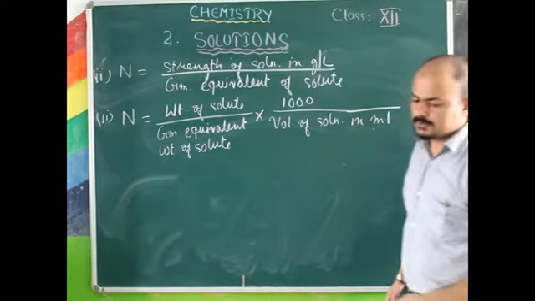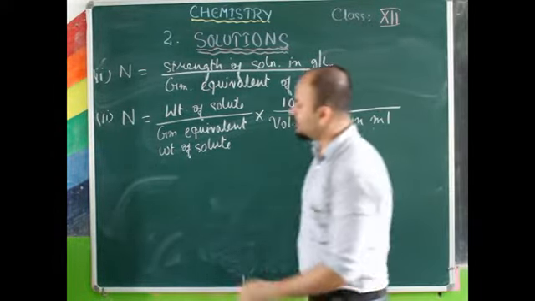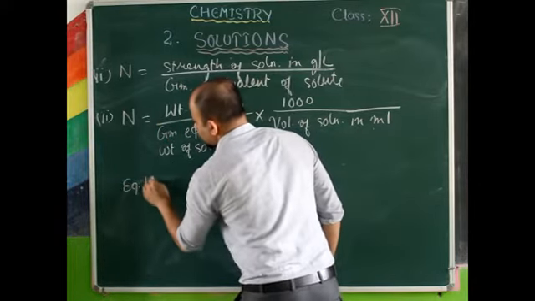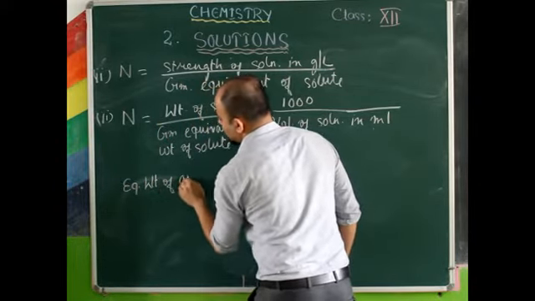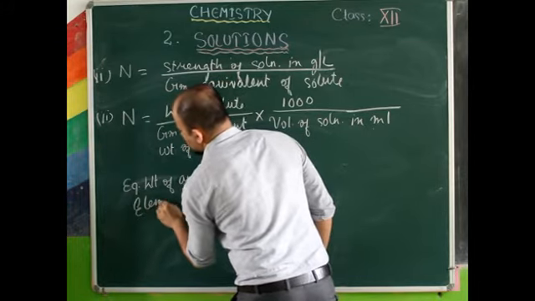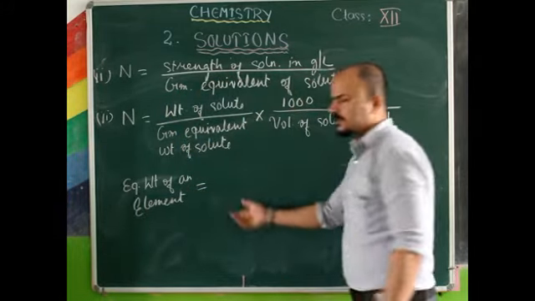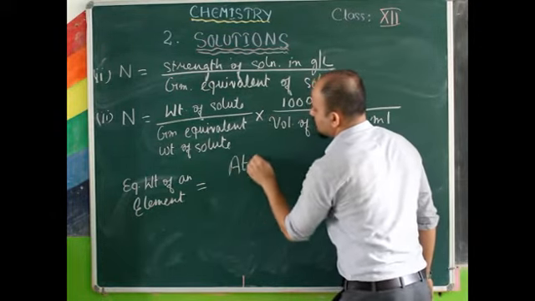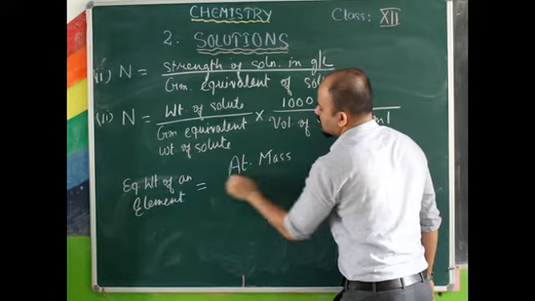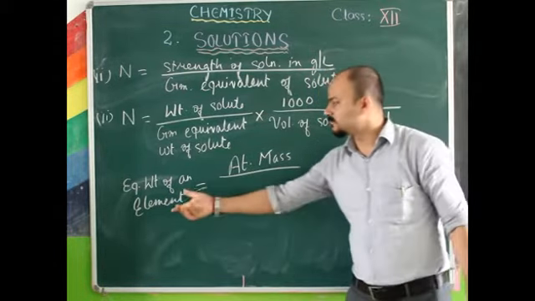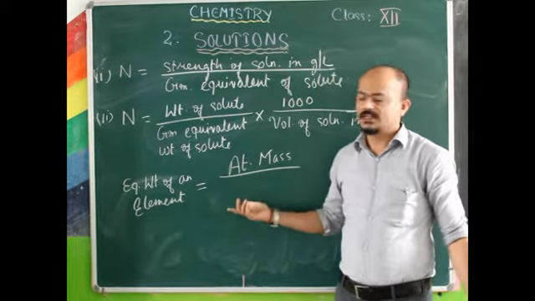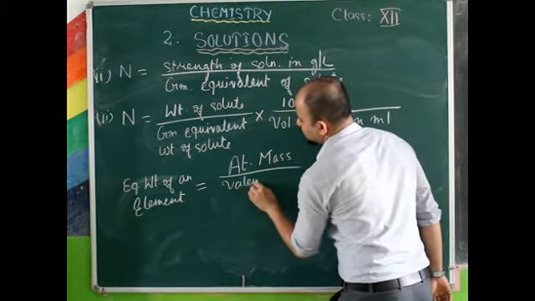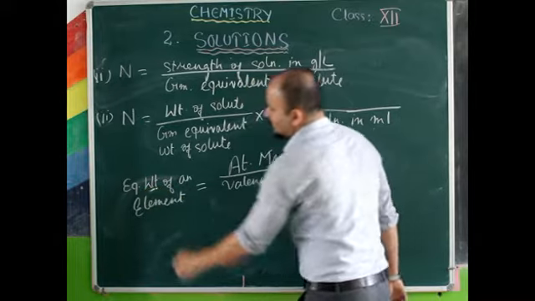Now, gram equivalent weight of an element you can calculate by knowing its molecular mass. Equivalent weight of an element will be equal to its atomic mass divided by its valency. Its atomic mass you will be knowing, and if you divide it with valency, then you get the equivalent weight of that particular element.